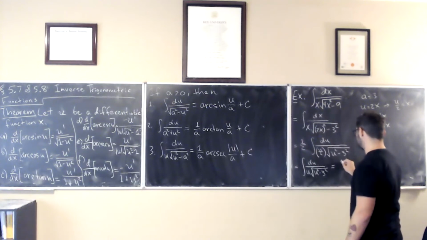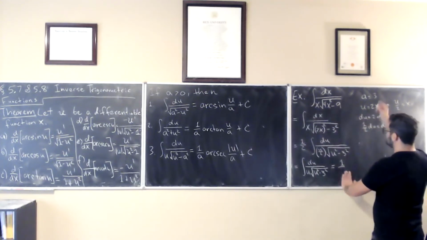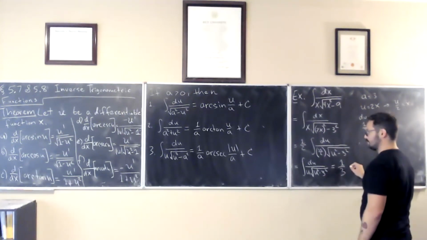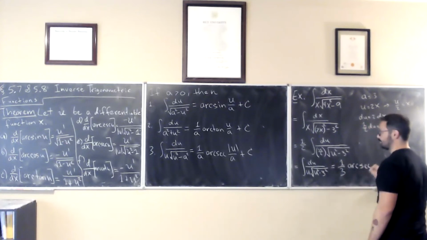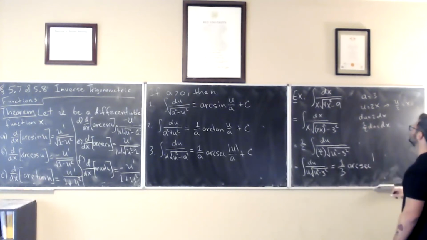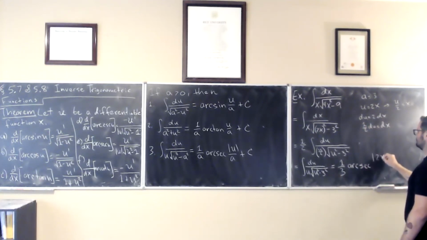And this will be 1 over a, but what's in my a? It's 3 times arcsecant, absolute value of u all over a, and then plus c.